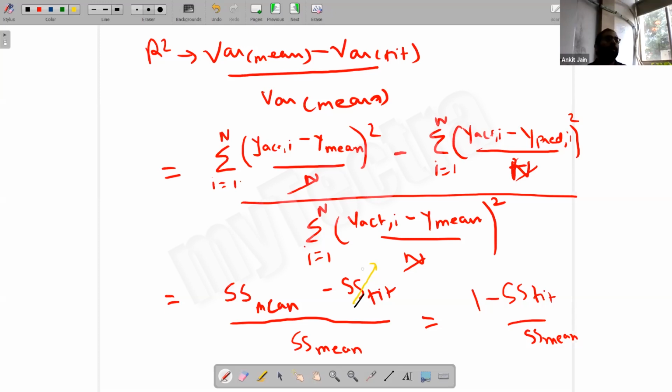No, it should be the minimum, right? What is the minimum we can reach? 0. Obviously, the fit has to be y pred. Okay, look here, I think it becomes more clear. y act i minus y pred i.